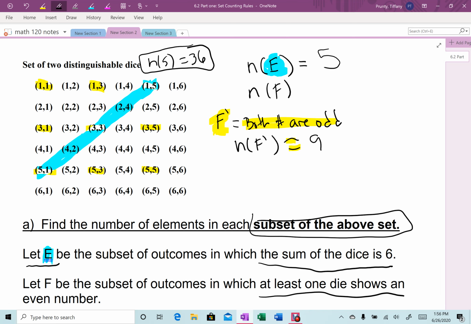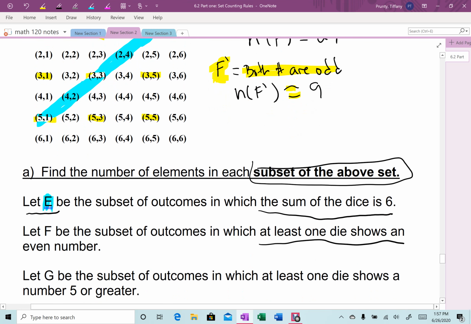So everything that's not highlighted in yellow would be taking 9 and subtracting it away from 36. If you take 36 and subtract away the 9 that have both odd, that leaves the ones that have at least one even number, and that means there are 27 with at least one. Some of them have 2 even numbers, but they all have at least one. So if I'm rolling a pair of dice and want at least one even number, I've got 27 chances out of 36. I only have 9 chances out of 36 to get both odds.